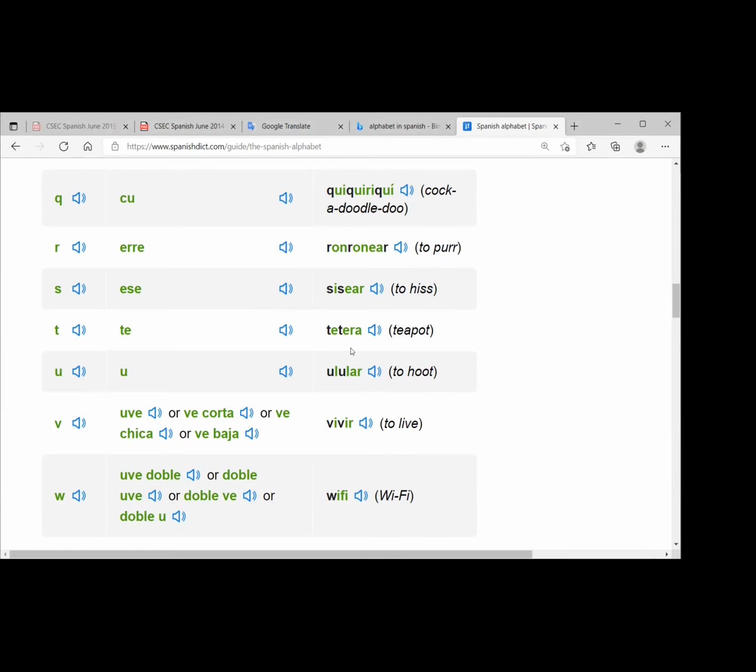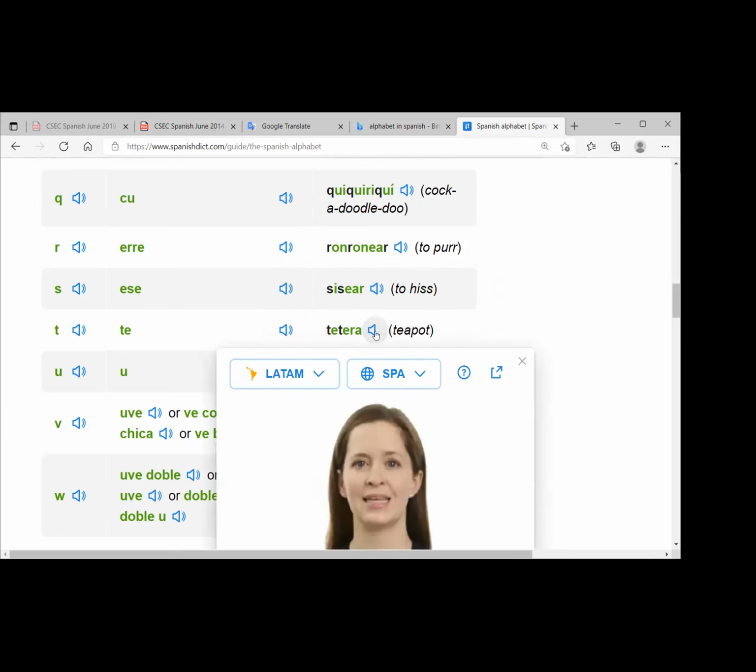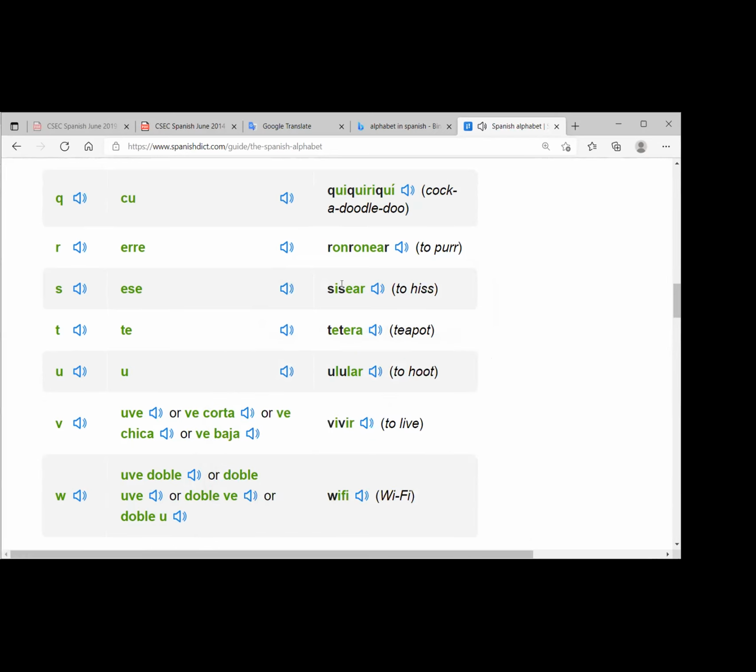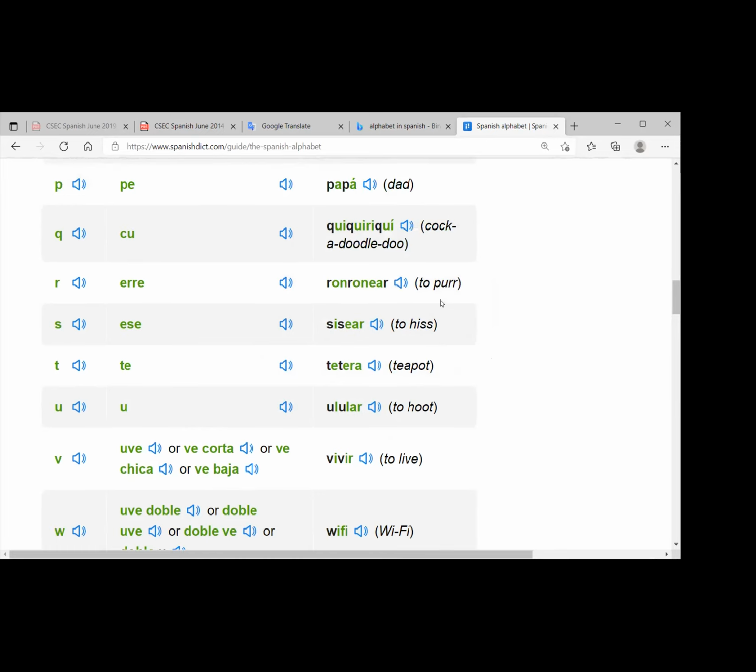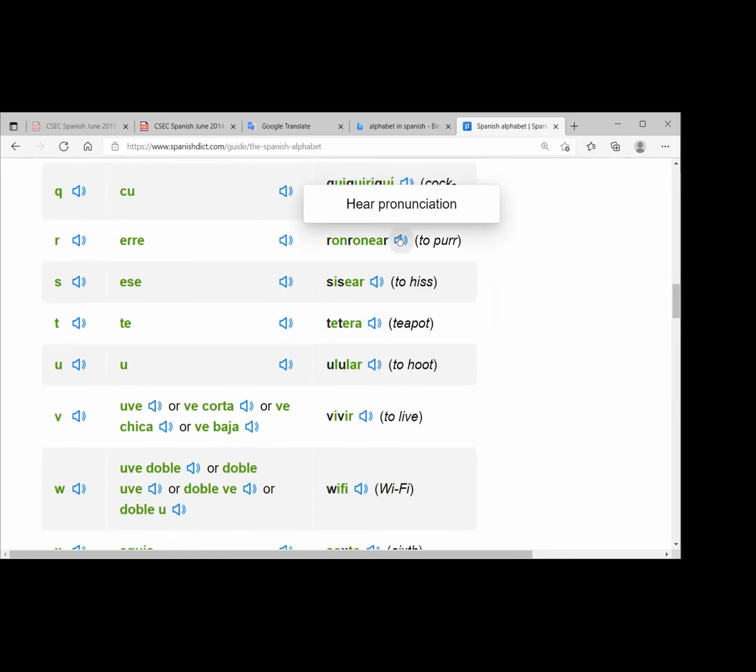Then you have tetera. Can we try that together? Tetera. Tetera. Then we have Cicer. All right, this one is hard. So don't feel bad if you don't get it the first time.